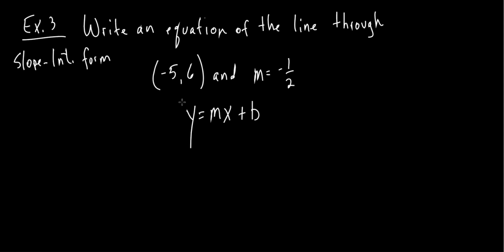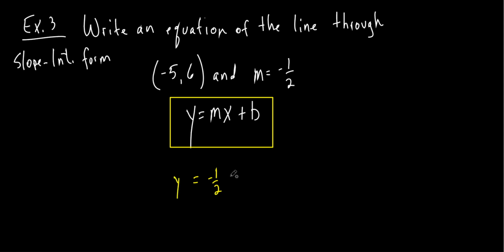On this little equation of a line, what do they tell me already? They give me a point, negative 5, 6, but they also tell me what? The slope. They tell me m. So what are you going to do with that m? You're going to put it in for where the m is. Exactly right. Everybody see that? So we're going to put negative 1/2. Put a y here, x here, plus b. So they told me negative 1/2, so I put it in for the m.